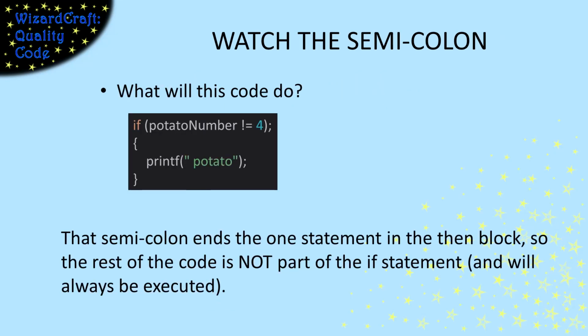There's one other thing about that one statement inside the if rule. Look at this code. See that semicolon at the end of the first line? That's the one statement that is inside the if. The rest of the code is after the end of the if statement, and that printf will always execute. Yes, you can randomly add curly brackets and your compiler won't care.